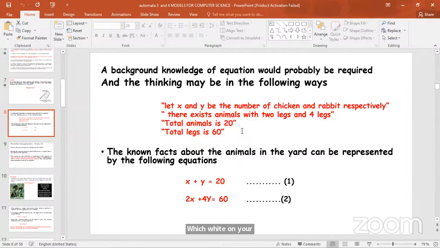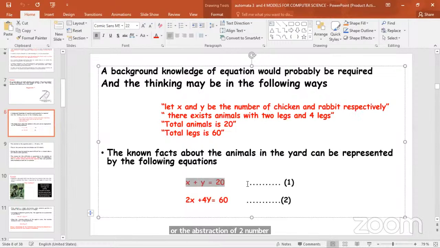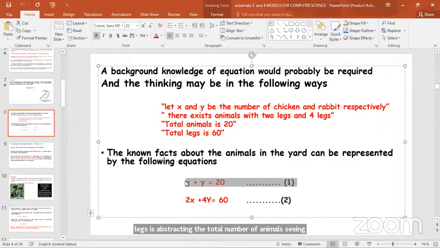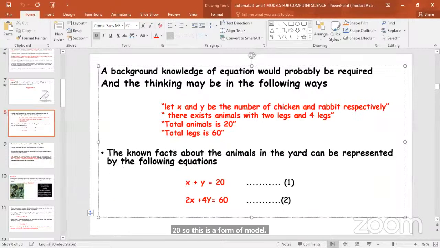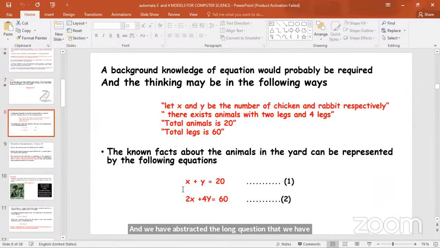It further told you that the total number of legs equals 60. So when you look at equation 2, you have 2x plus 4y equal to 60, representing the formalism of legs, or the abstraction of the total number of legs. Then equation 1 is abstracting the total number of animals, saying that the total number of animals is 20. So when you add x plus y, chickens and rabbits, it gives you a total of 20. So this is a form of model, and we have abstracted the long question that we have here into just 2 lines of system of equations.